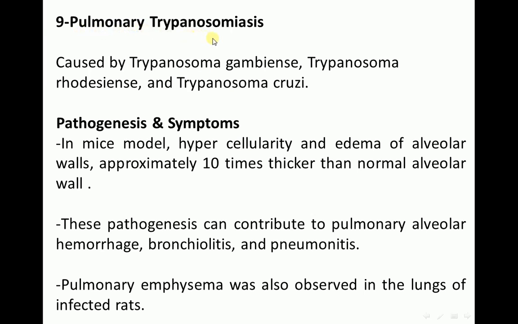Pulmonary Trypanosomiasis, caused by Trypanosoma gambiense, Trypanosoma rhodesiense, and Trypanosoma cruzi. Pathogenesis and symptoms: in a mice model, hypercellularity and edema of alveolar walls were approximately 10 times thicker than the normal alveolar wall. This pathogenesis can contribute to pulmonary alveolar hemorrhage, bronchiolitis, and pneumonitis. Pulmonary emphysema was also observed in the lungs of infected rats.